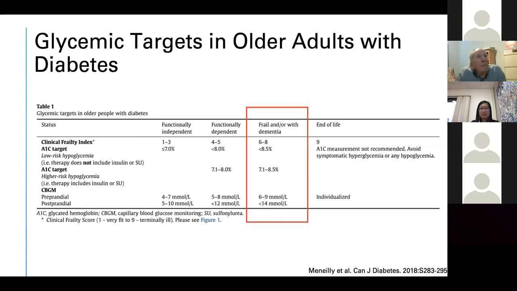And so that's why in the most recent diabetes guidelines, they really have separated targets by functional status as well as frailty and whether the patient has cognitive dysfunction. For patients with dementia, there's liberalization of the A1C target to less than 8.5% and more liberalization of the CBG targets as well, with preprandial being 6 to 9 millimoles per liter and postprandial less than 14. We try to keep it less than 14 because if it's greater than that, it can lead to glucosuria and dehydration and could contribute to falls.